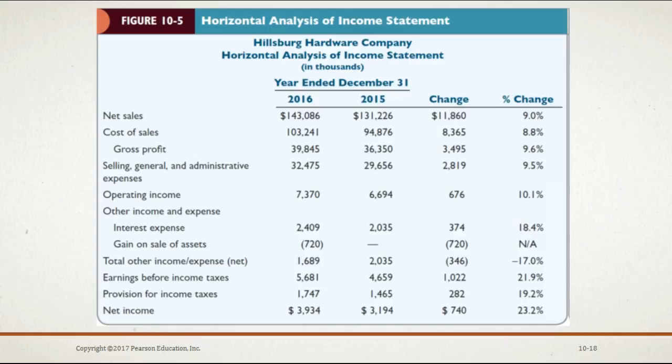Figure 10-5 is an example of horizontal analysis applied to the condensed income statement for Hillsburg Hardware. For example, in this figure, we can observe that sales increased by 11,860 from the prior year, which represents a 9% increase in the value of the company's sales. The objective of using horizontal analysis in this particular example was to identify unusual or unexpected relationships involving revenue accounts that may indicate fraudulent financial reporting. You can find Figure 10-5 on page 306 of your textbook.